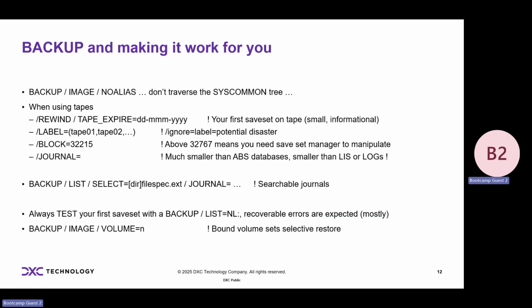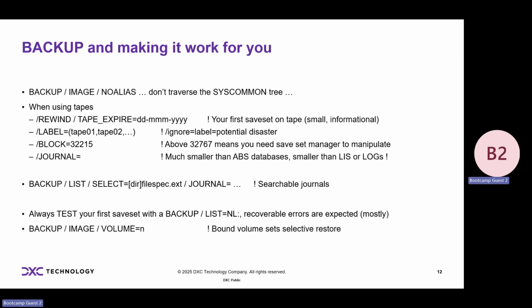Backup, list, select as you would from your save set, but just point it at the journal. And it will tell you if that file exists on that tape. You don't have to list the tape itself. The information is in the journal and you can find that information.